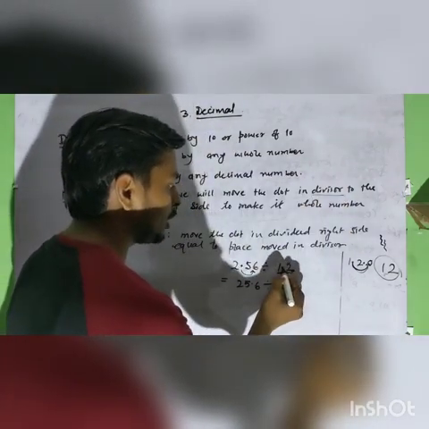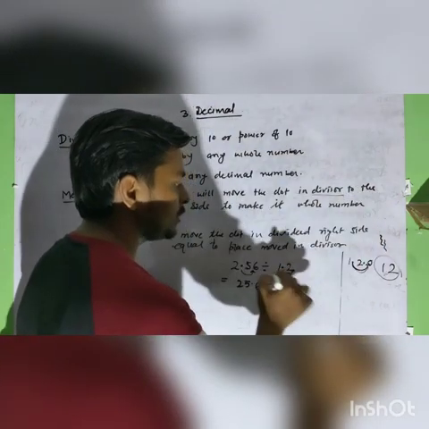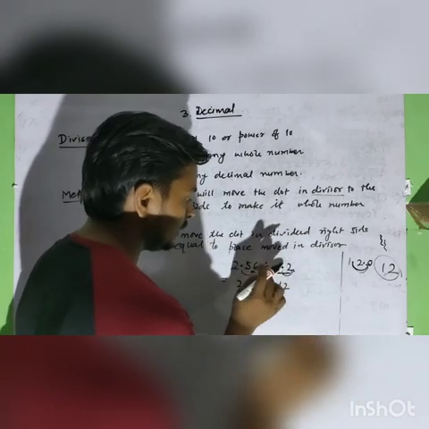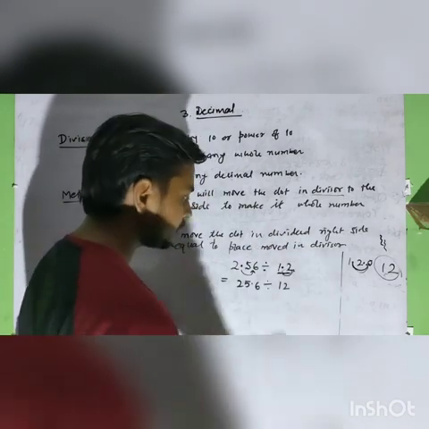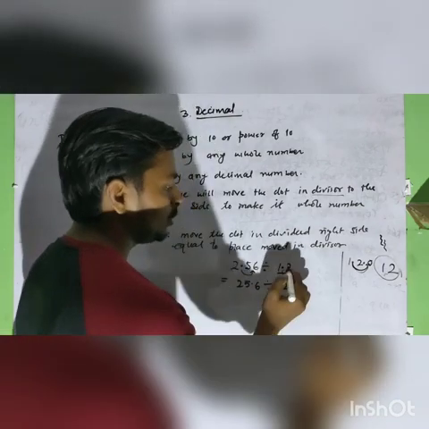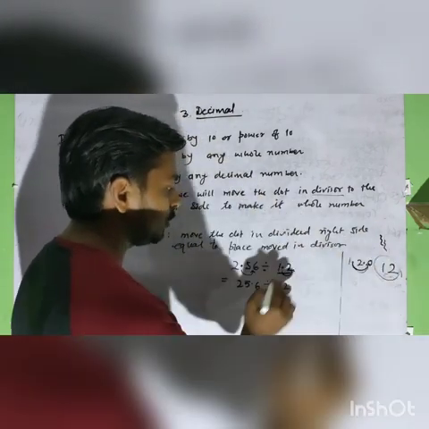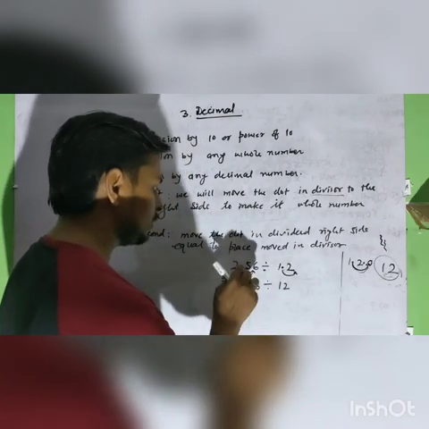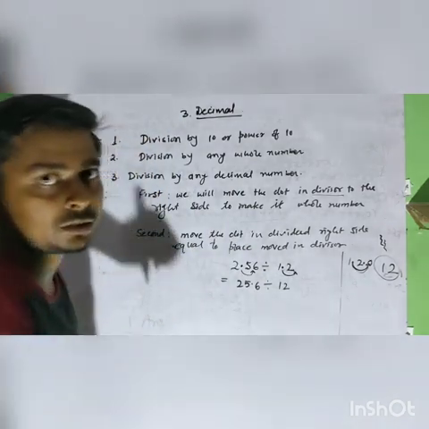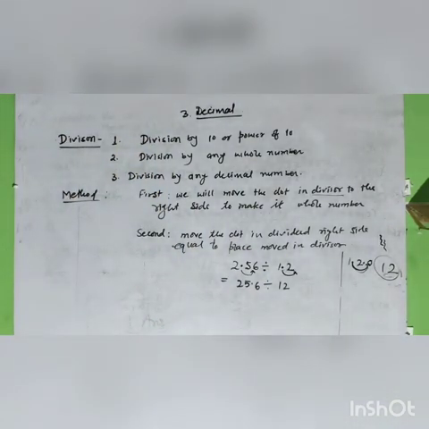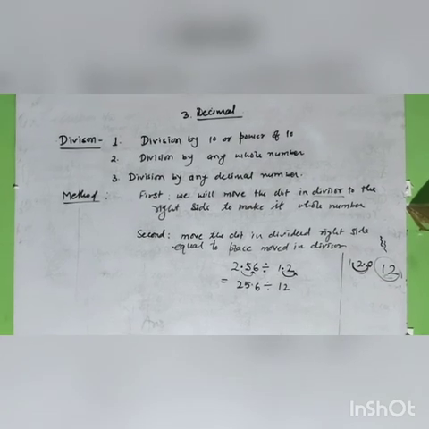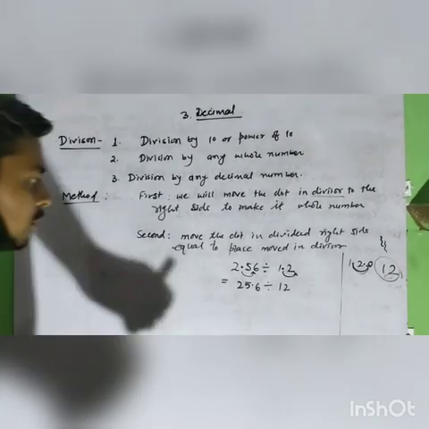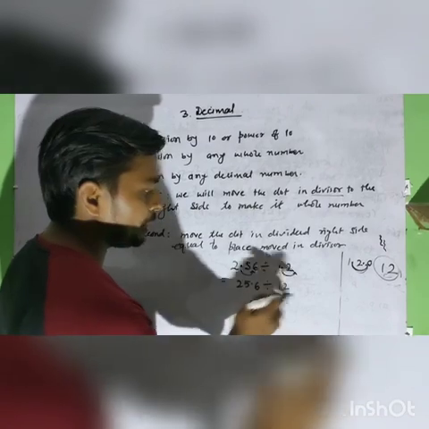Once again, first in the divisor, we move the dot point to the right side to make it a whole number. So this is 1.2. If this dot will come here, ये dot यदि यहाँ आ जाएगा, तो ये 12 हो जाएगा. So it will become a whole number, so there is need of only movement of one place, so this will also move one place. Sorry. So this is 25.6 divided by 12.